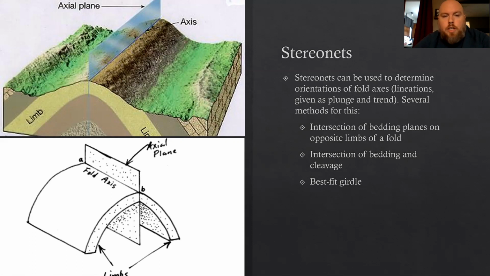Similarly, if you measure the orientation of a cleavage in a rock and then one of the bedding surfaces, so you could be anywhere in the fold, right? You could just be on one limb, and if you see a sedimentary rock with cleavage in it, if you measure the cleavage and the bedding and then find the intersection of those, you've also found the fold axis. Finally, there's a method called the best fit girdle, but we're not going to deal with that, at least not yet. I may give you a chance to work with it in the future.